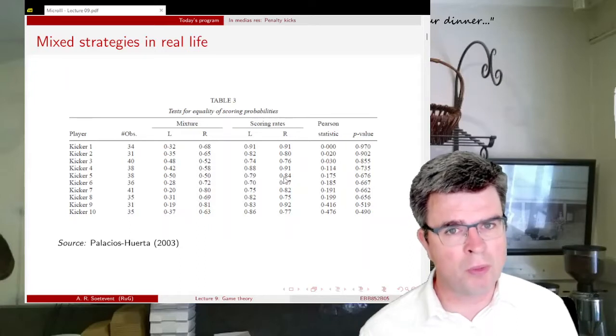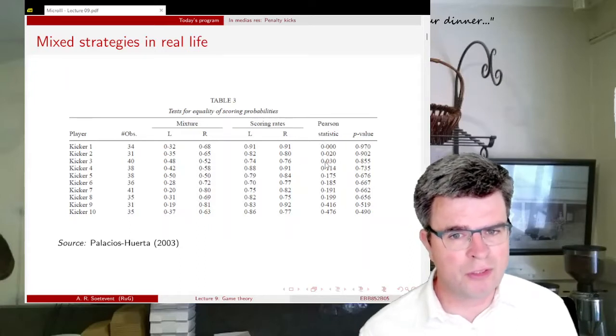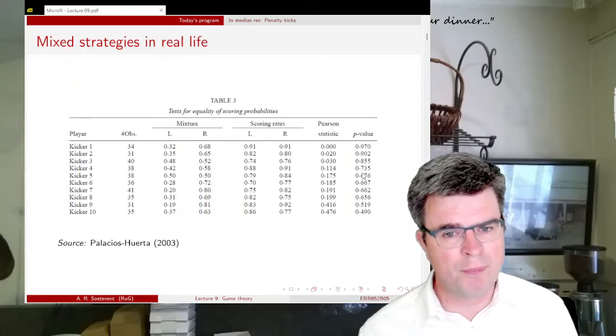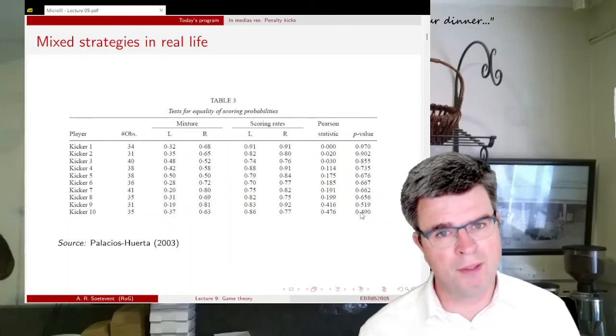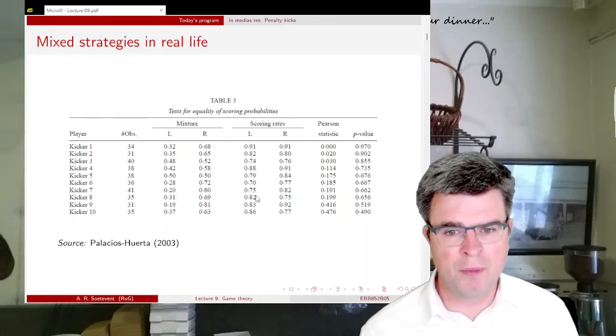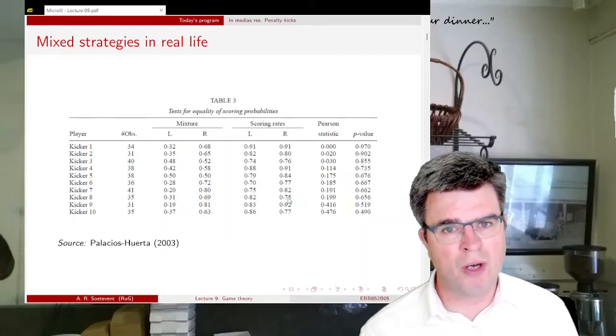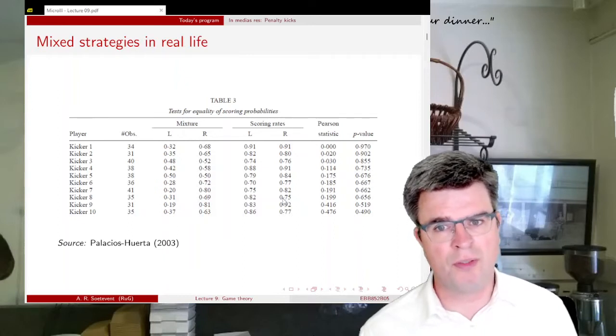is almost identical. So you can run a statistical test and you find p-values, and the p-values are quite high. They're never below 5%, meaning that these differences are never statistically significant.